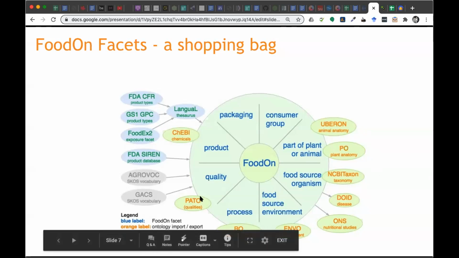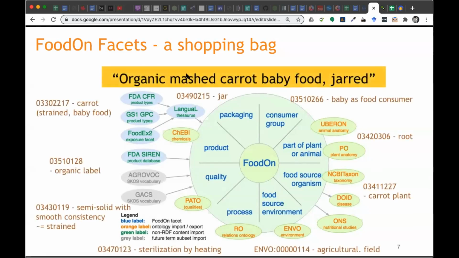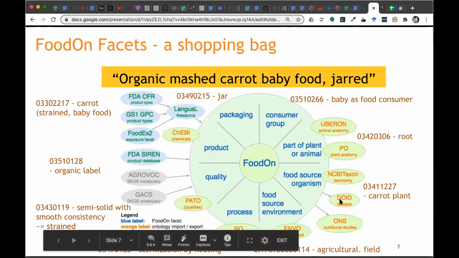The relations ontology takes care of food processes like preserved, cooked, and PATO takes care of other facets like color of food, texture. This enables us to have a bag of terms to describe a product like organic mashed potatoes, organic mashed carrot baby food, jarred, and so on. A jar is part of this product, organic label is involved, the product name is carrot strained baby food, and the plant is carrot plant, and so on.